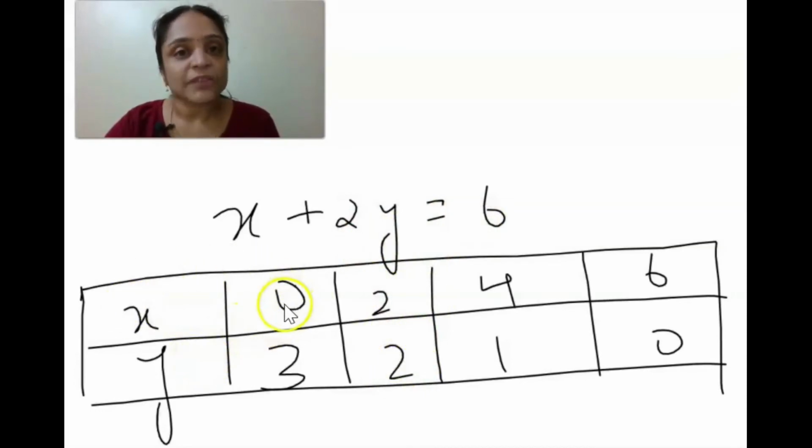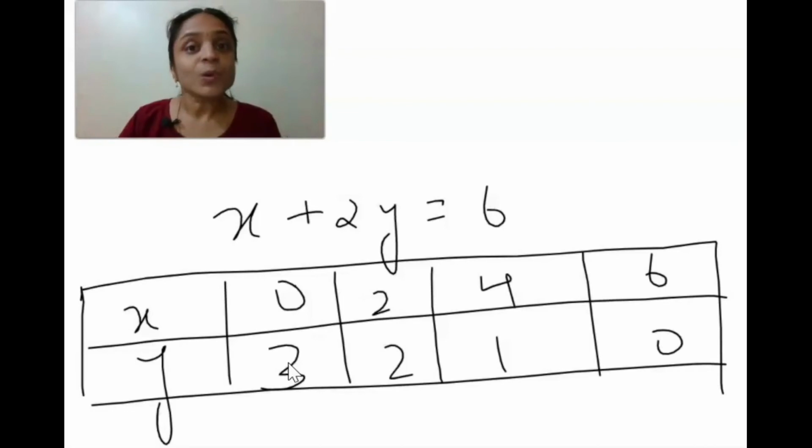For the values of x, you can write the corresponding values of y. So, first solution is 0, 3. Second solution is 2, 2. Then third solution, if you take the value of x as 4, 4 plus 2y equal to 6, which means 2y equal to 2, that is y equal to 1. And if you take x as 6, you will get 6 plus 2y equal to 6. That is 2y equal to 0, which means y equal to 0. So 6, 0 is also a solution. This is algebraic representation of the solution.